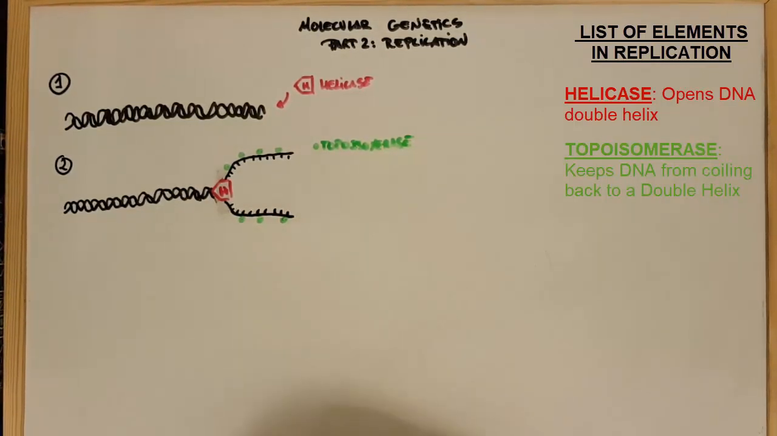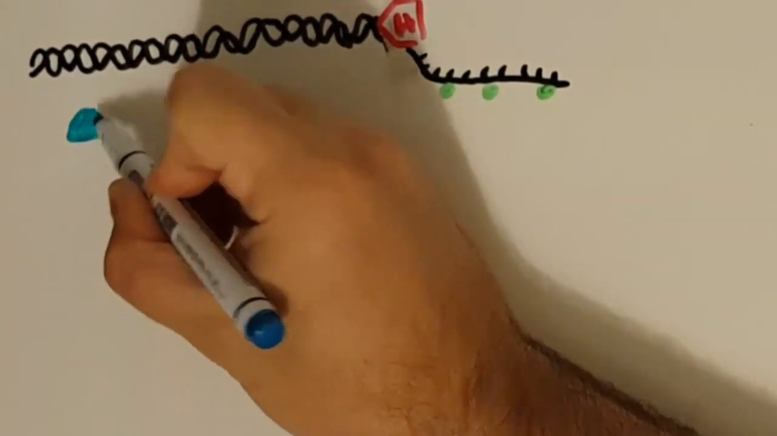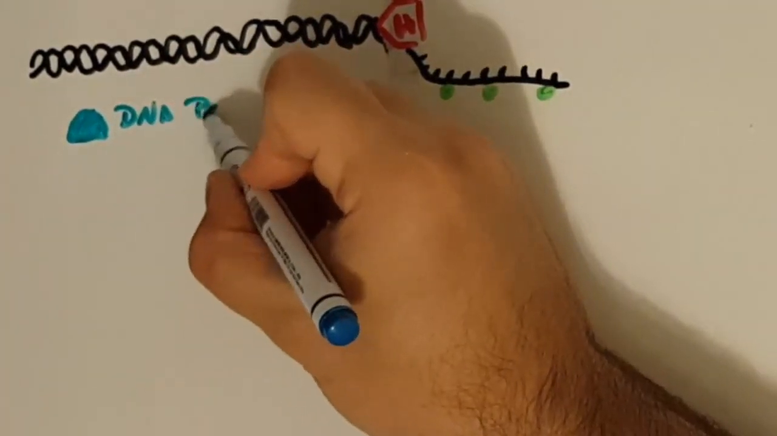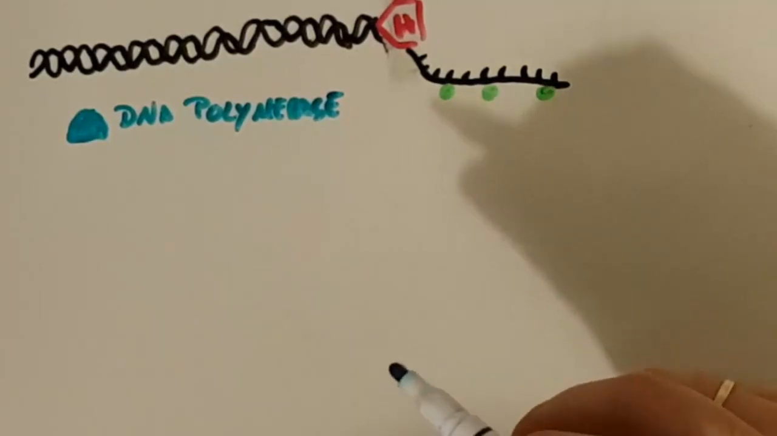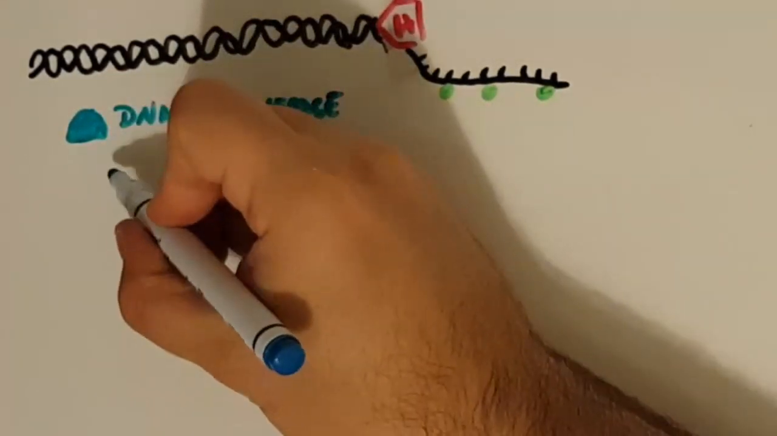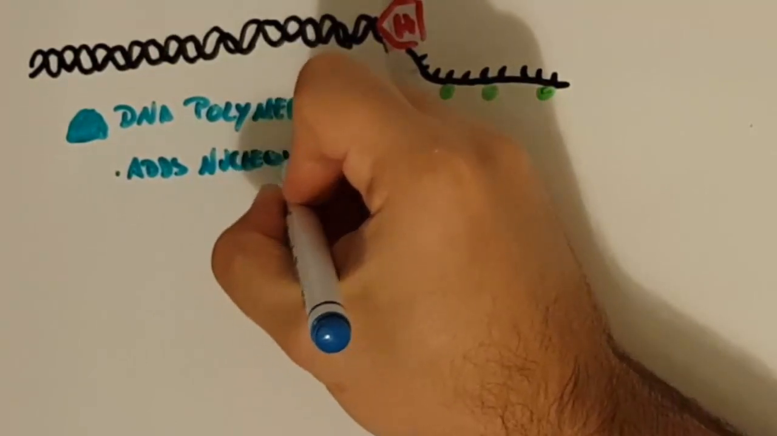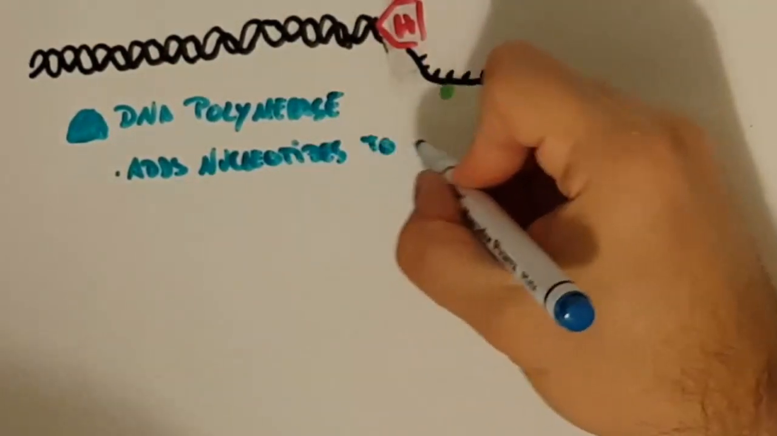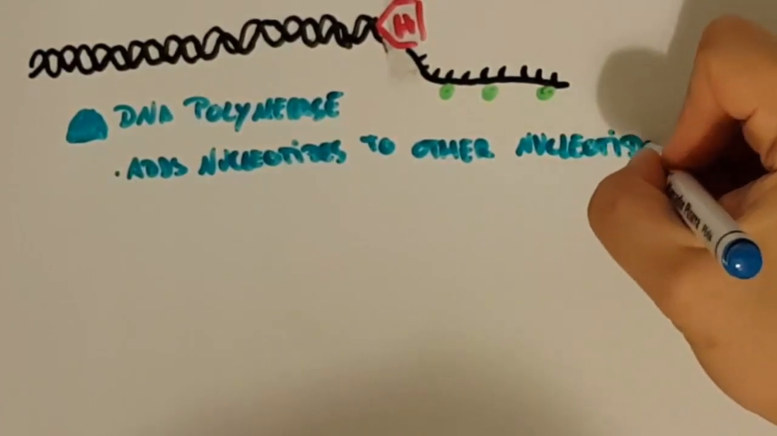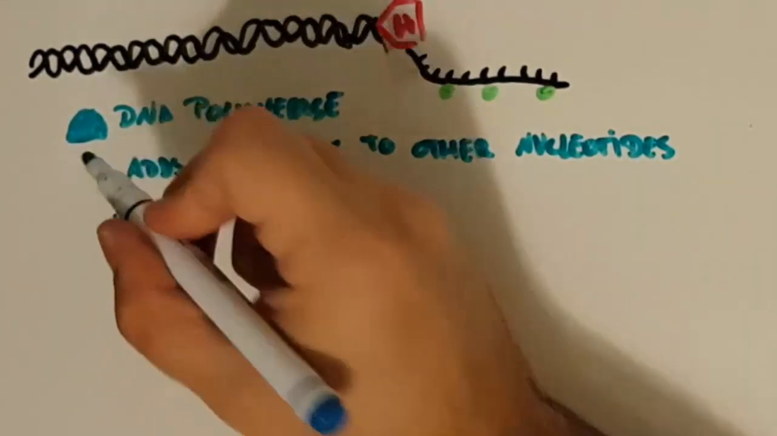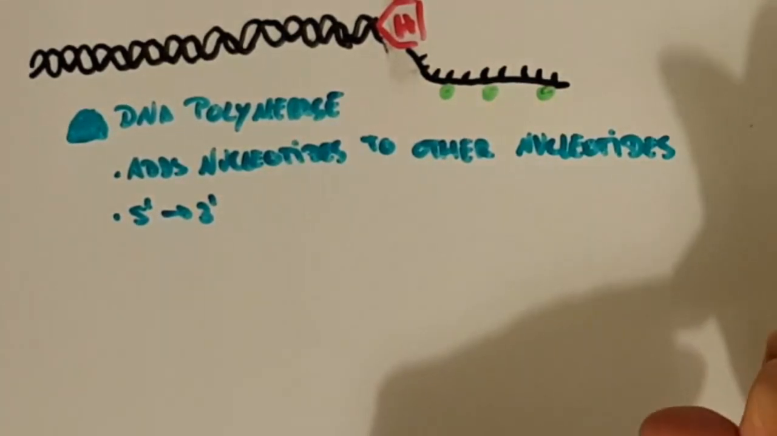Now we're going to use an enzyme that is called the DNA polymerase. DNA polymerase is going to be represented like this. DNA polymerase can only add a nucleotide if there's a nucleotide. And the DNA polymerase is going to add nucleotides in a 5' to 3' direction. So it's only going to add nucleotides in that direction.